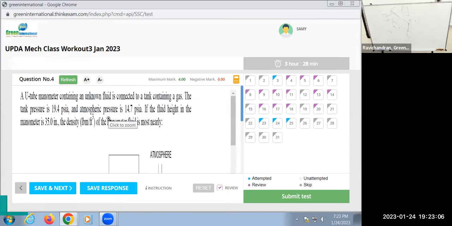So we'll move on to question number 4. Read the question and understand the concept very clearly.